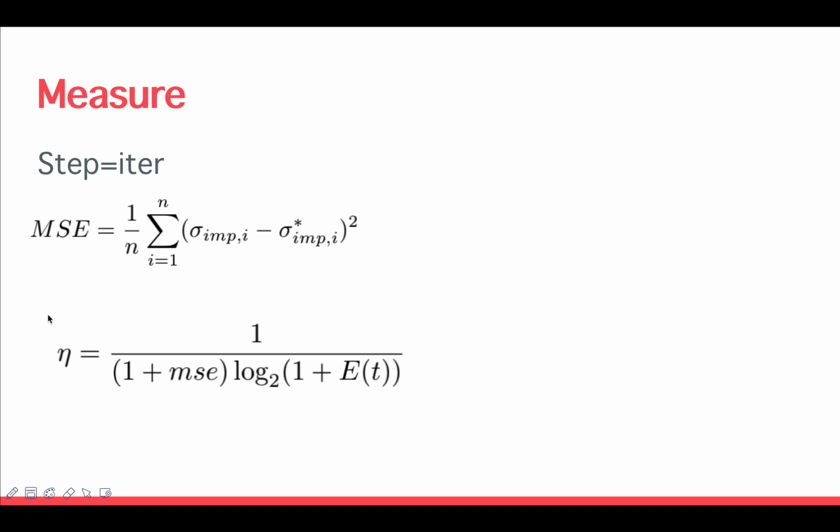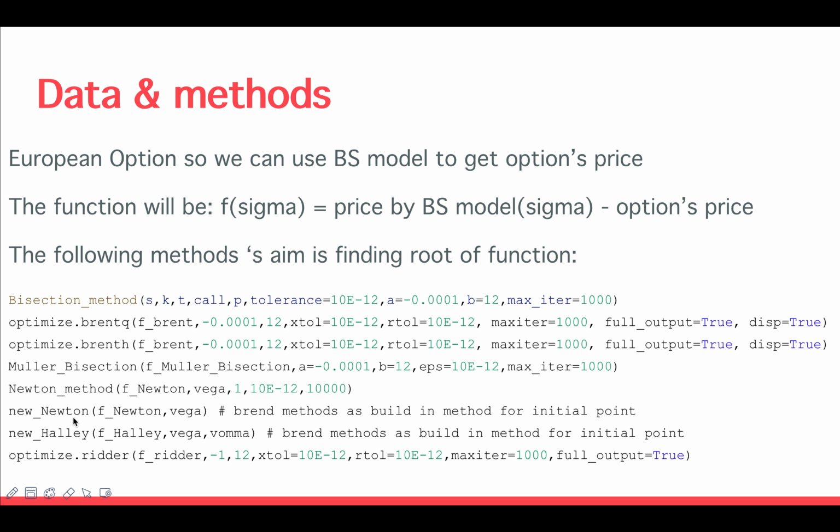So here, the difference between the Newton and the new Newton is that in the new Newton we use the Brent method as a building method for the initial point, because we know the Newton method is sensitive about the initial point. If the initial point is different, it will affect the result. So we use Brent as a building method to find the initial point for the new Newton. It's similar for the new Halley method: we first use the Brent method to calculate the initial point and then plug the initial point into Halley to get a result.